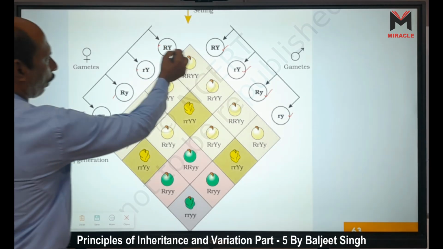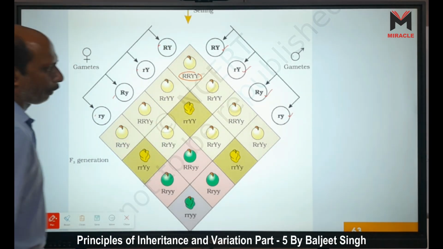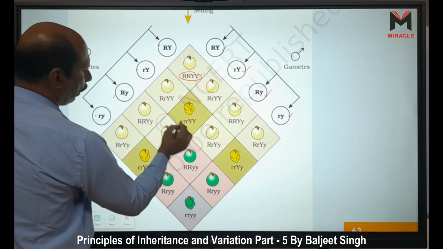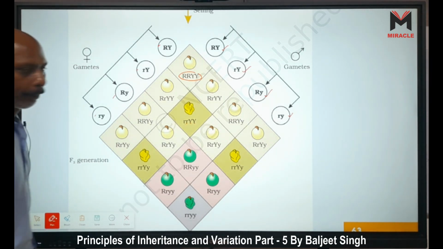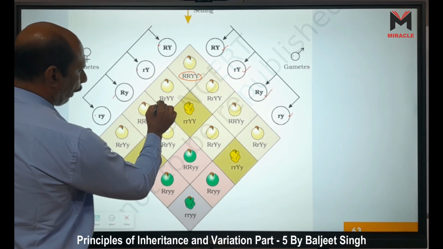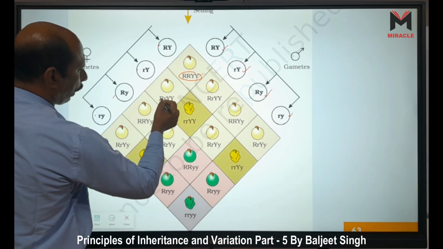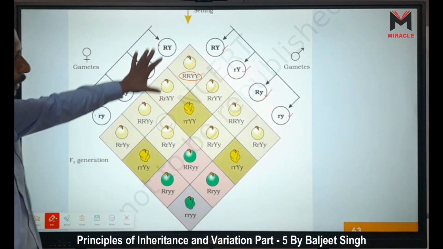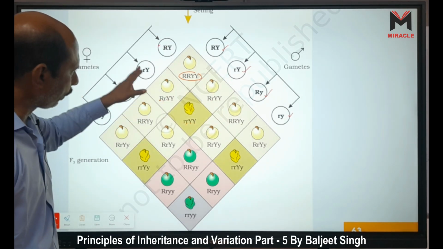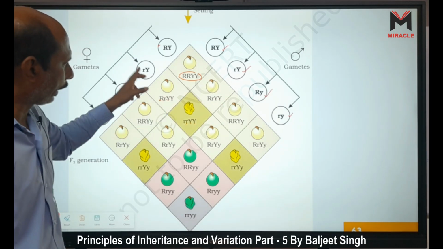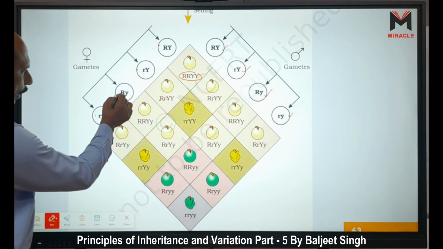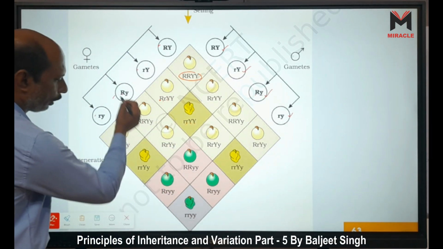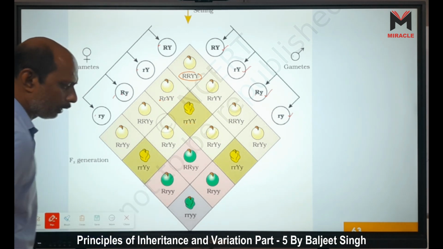Now this RY means capital R, capital R, capital Y, capital Y. This time small r, capital Y, small r, capital Y. We can write here small r, capital Y. Here capital R, small r, and so on. Look here, this is capital R, capital Y, small r, small y. You match this one: that side RY, this side RY. You can see here capital R, small y, and that side capital R, small y. When you match this one, this is capital R, capital R, small y, small y, right?